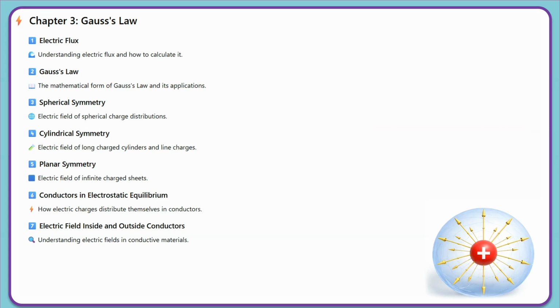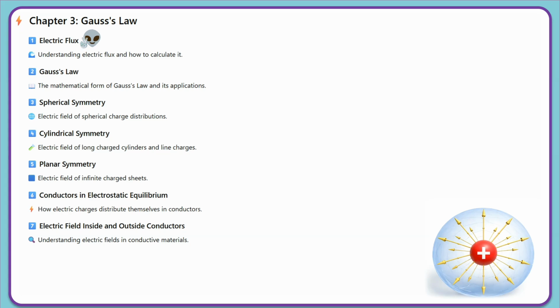Now, let's start Chapter 3, Gauss's Law. This chapter is one of the most important chapters in electrostatics because it gives us a much faster way to calculate electric fields in many situations. Let's take a quick look at what we'll learn in this chapter.